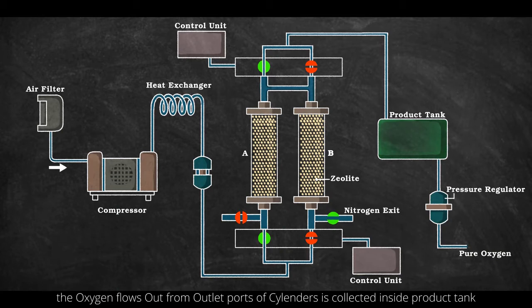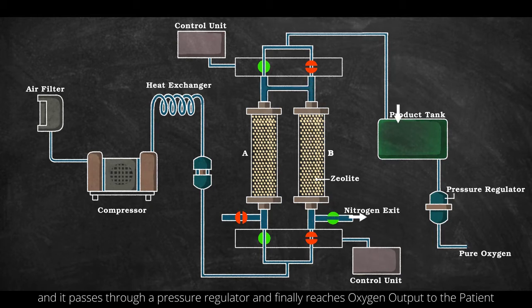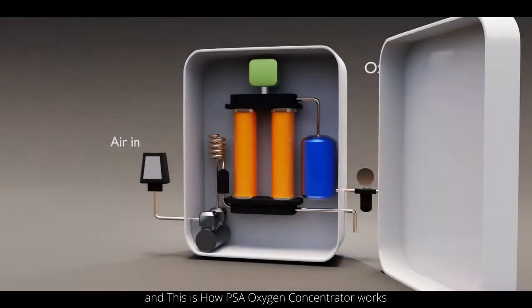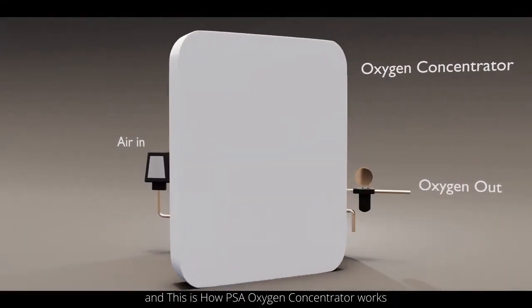The oxygen flows out from outlet ports of cylinders, is collected inside product tank, and it passes through a pressure regulator and finally reaches oxygen output to the patient. And this is how PSA oxygen concentrator works.